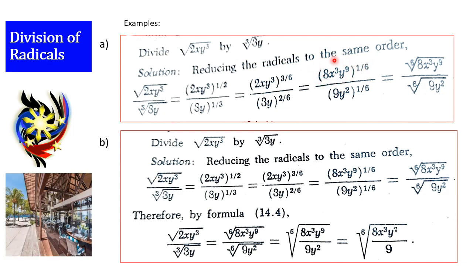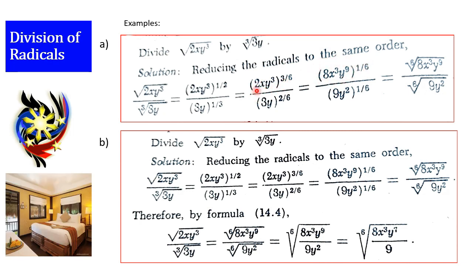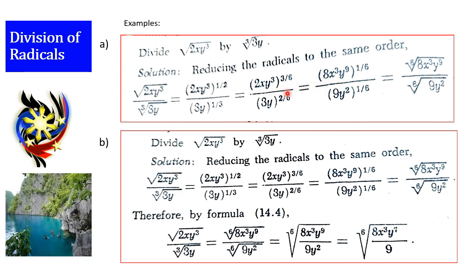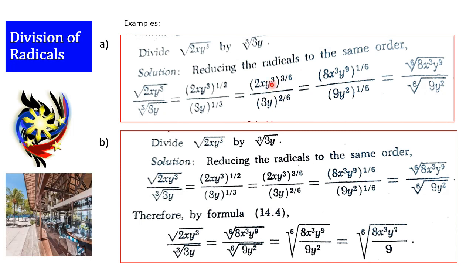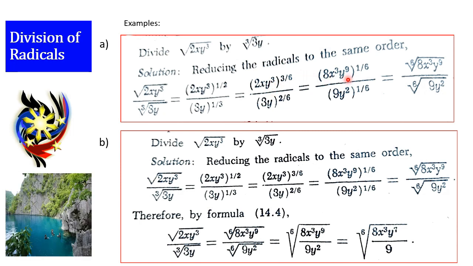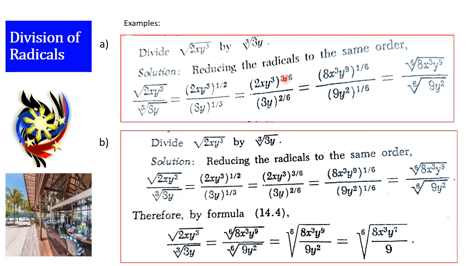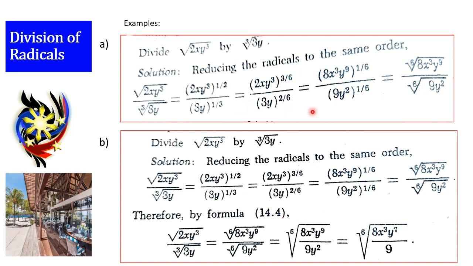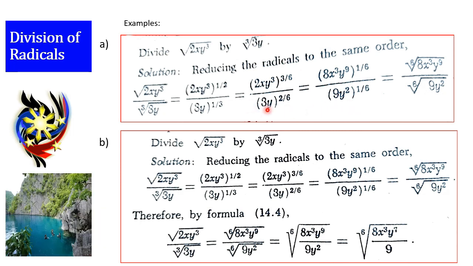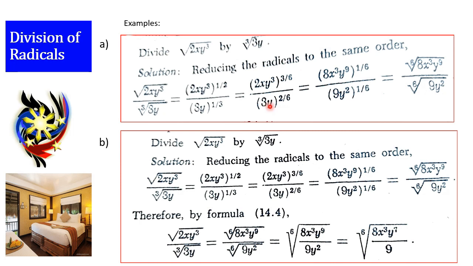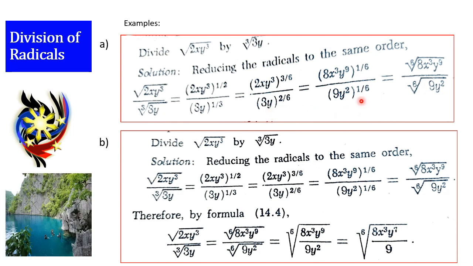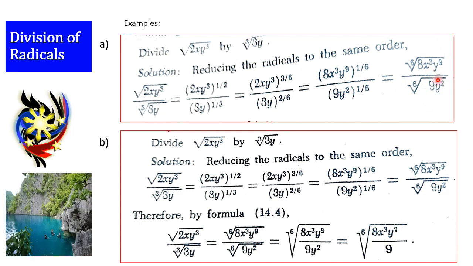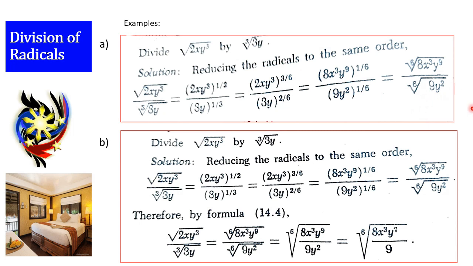Saan ang galing tong 8x cube na to? Kinyub na po natin yung 2, naging 8, cube ng x, naging x cube, at cube ng y cube will be y to the 9. Dinistribute na natin po yung power, no? Natira 1 over 6. Sa baba, ganun din. Saan ang galing yung 9y squared? I-squared natin yung 9, i-squared natin yung y. Tas 1 over 6 na lang. So the answer will be the 6th root of 8x cubed y to the 9th over the 6th root of 9y squared.